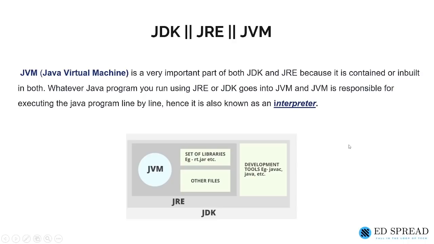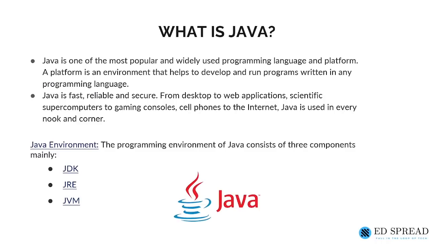Okay, so once we run the code, what happens is JRE sends the code into JVM, and JVM is wholly responsible for running the code. Okay, so JVM is responsible for executing the Java program line by line. Okay, so I told you what is an interpreter, right? It checks the code line by line and it executes the code. So hence it is known as an interpreter. Okay, so have you guys understood the basic Java environment things, that is JDK, JRE, and JVM, right, guys?